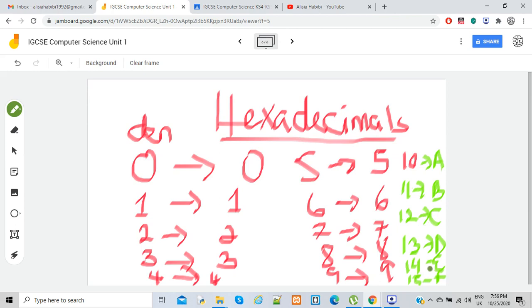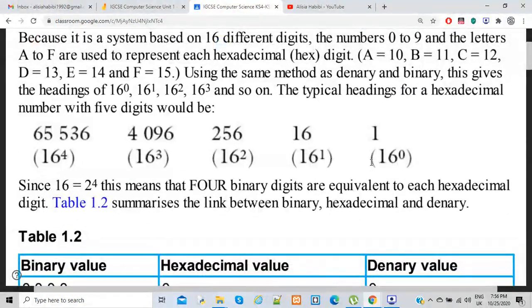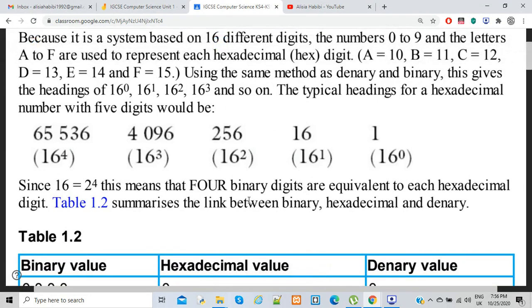So these alphabetical characters are representing numbers from 10 to 15, but everything from 0 to 9 pretty much stays the same with hexadecimal systems. So what we need to know is the powers of 16 that go from 16 to the power of 0 up to 16 to the power of 4, because with hexadecimals, they're usually represented by 4 binary digits, not unlike binary where you have 8 different bits to represent a binary digit.